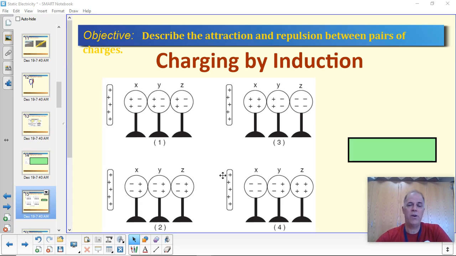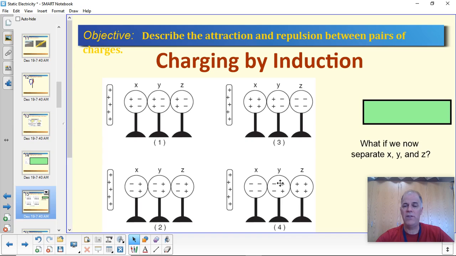Now, if we then take away this rod, then the charges will redistribute themselves and all three will be completely neutral again. But what would happen if we separated the three spheres while this charged rod was still in the vicinity? So now instead of them touching, we keep them separate. We move them apart. We separate them from each other. Okay, what would happen? And then what would happen if we then took away this positively charged rod here?